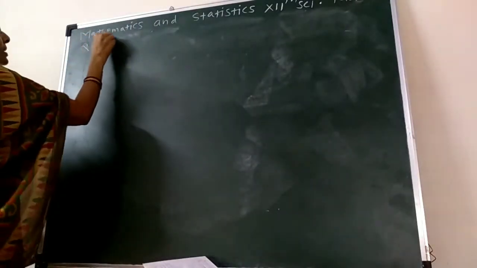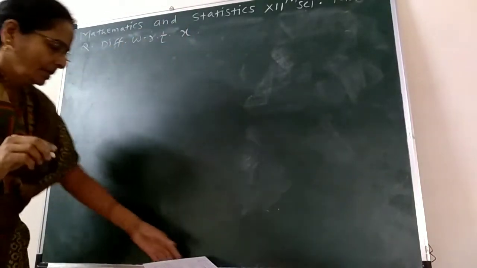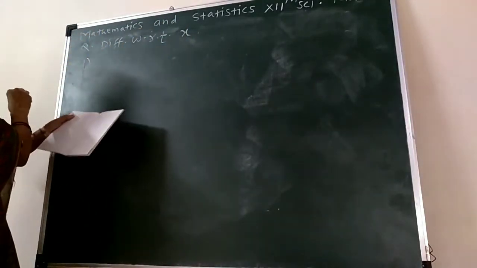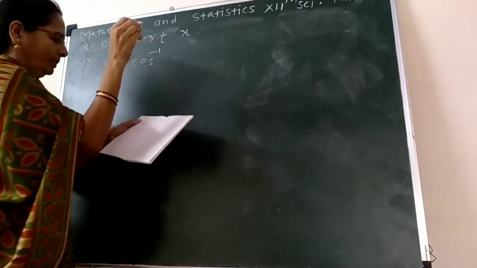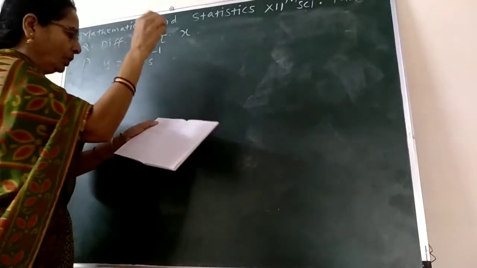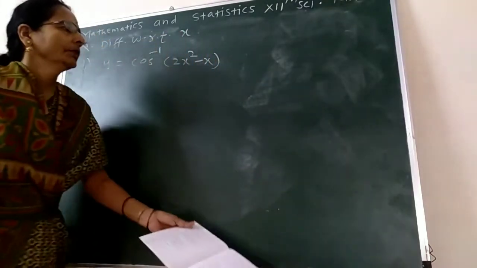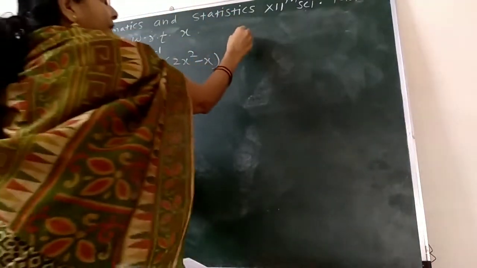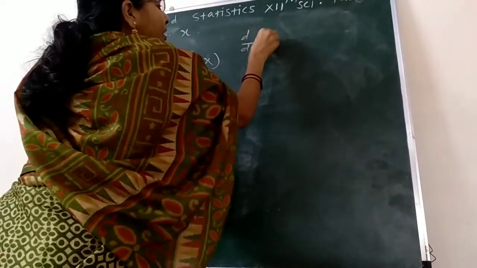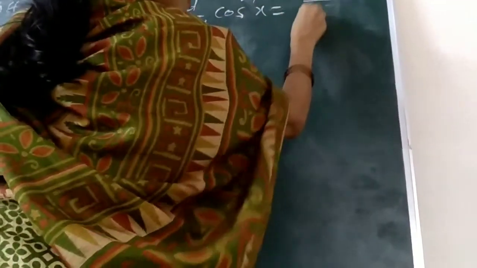Differentiate with respect to x. First, y is equal to cos inverse of 2x square minus x. We here use formula of derivative of cos inverse x. Formula of derivative, that is d/dx of cos inverse x is equal to minus 1 upon root 1 minus x square.